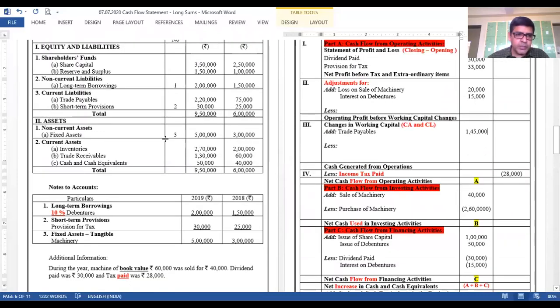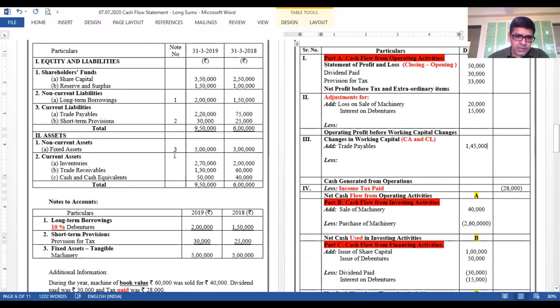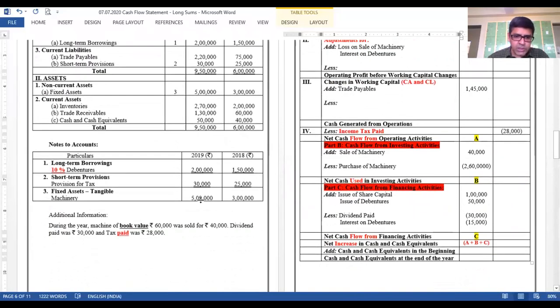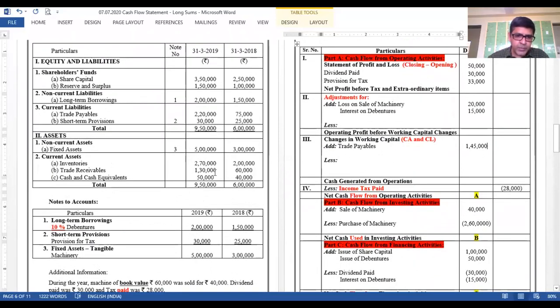After short-term provisions, it is fixed assets. Note number 3, machinery. We are done with that part also. Inventories. Inventories has increased from 2 lakh to 2,70,000. When asset increases, it's outflow, working capital. Let me place over here. Inventories by way of deduction. 2 lakh to 2,70,000. 70,000 is the amount.